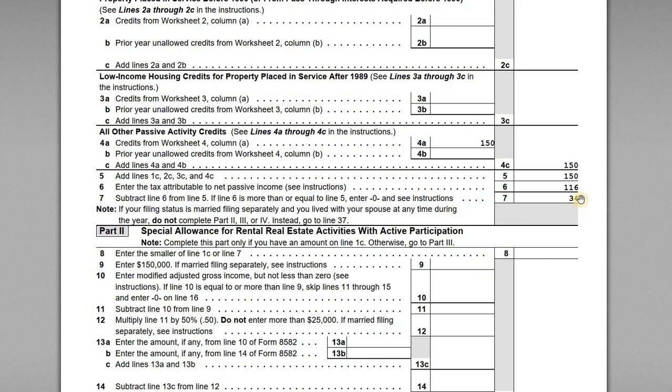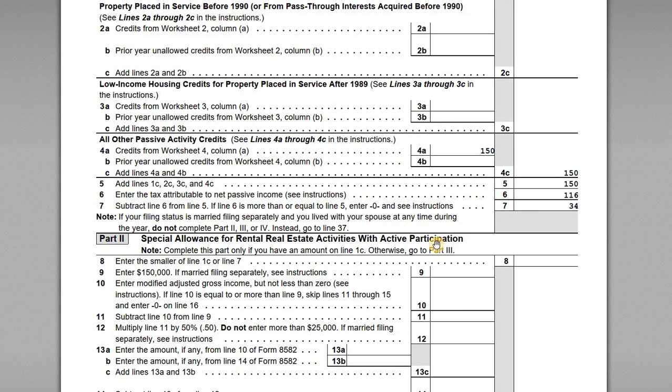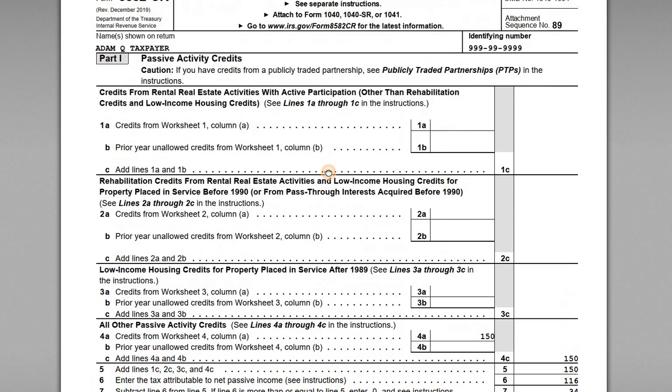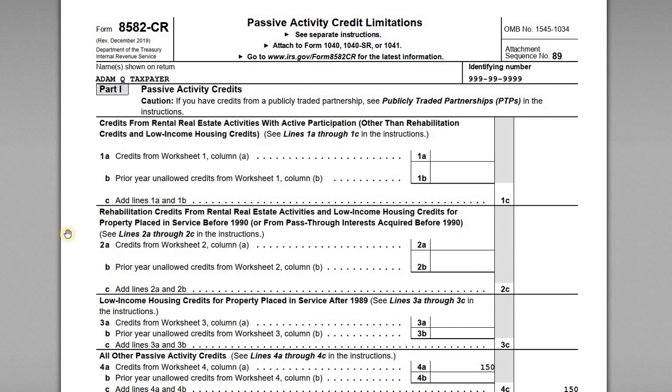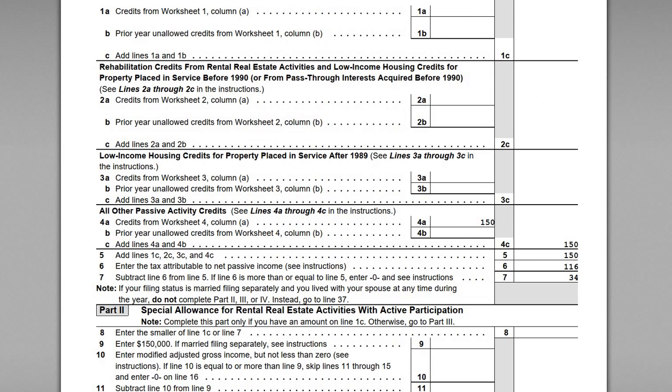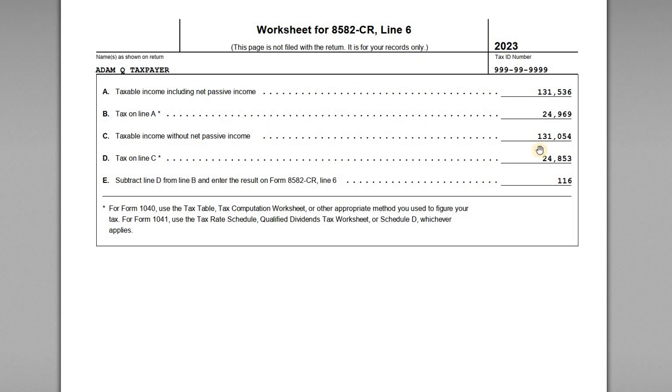And now we need to ask ourselves, okay, well, line 6, enter the amount of tax attributable to the net passive income that we had allocated to us for the year. So we're asking for not what is the tax on the $150, what is the tax attributable to our net passive income. So the Form 8582 CR has another worksheet for line 6. All right, so if we jump down to worksheet calculation for line 6, we have 4 different values that need to be calculated here. So value A and B is the taxable income, including our net passive income, and then the tax on that amount. Well, these 2 amounts we've already calculated, right? So that's the amount of our taxable income from page 1, and that's the amount of our tax.